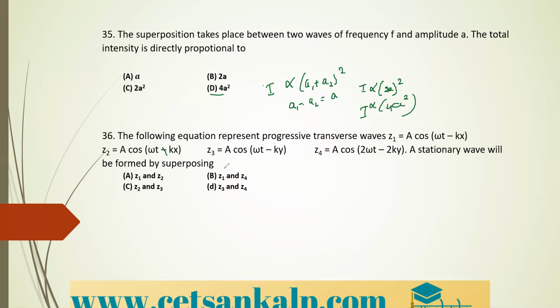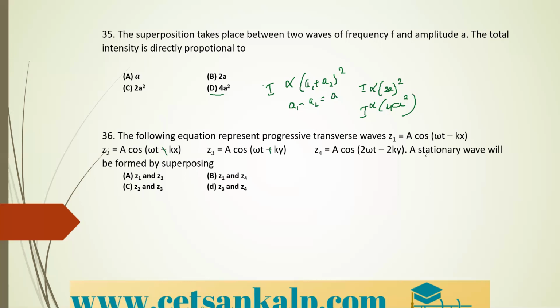Next, Z3 is equal to A cos(omega t plus ky), and Z4 is equal to A cos(2 omega t minus 2 ky). Here they have given transverse wave equations, four equations in all. A stationary wave will be formed by superimposing two of them. So here you need to understand by superimposing of which two waves the stationary wave is produced.